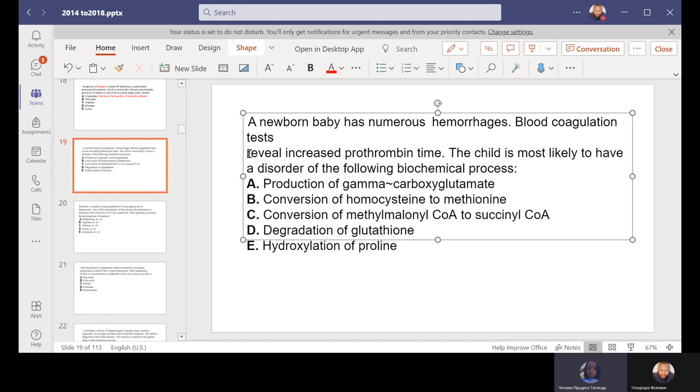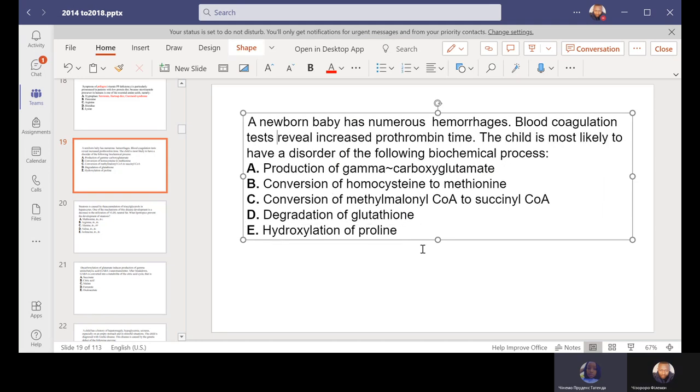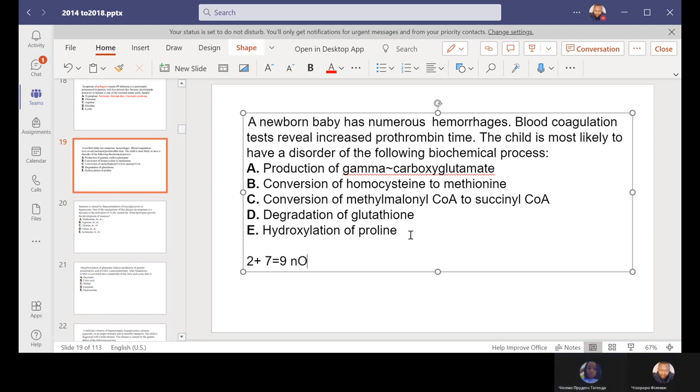A newborn baby has numerous hemorrhages. Blood coagulation tests reveal increased thrombin time. The child is most likely to have a disorder of the following biochemical process. Numerous hemorrhages, that's bleeding. Blood coagulation tests reveal increased thrombin time. The child is most likely to have disorders of the following.